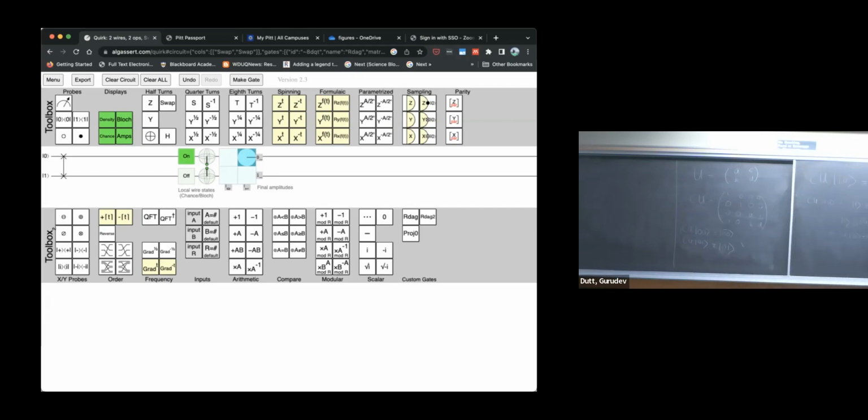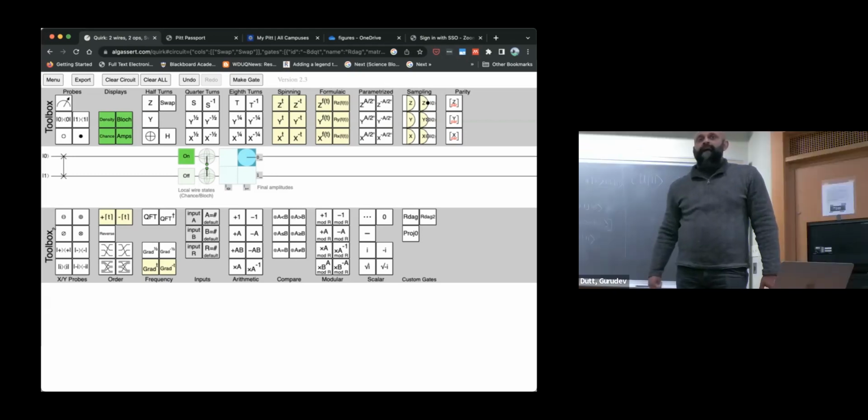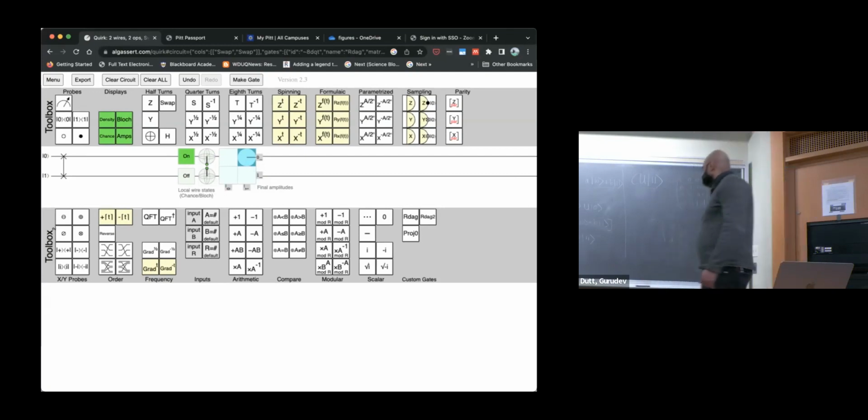We also say the CZ on 1,0 is like the one state tensor with Z on 0. Yes, exactly, the same thing. Whatever I wrote for CU is true for CZ. Okay, good. Yeah, good question. Thanks.